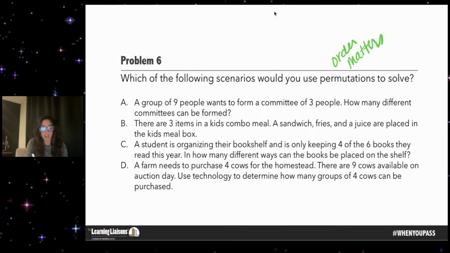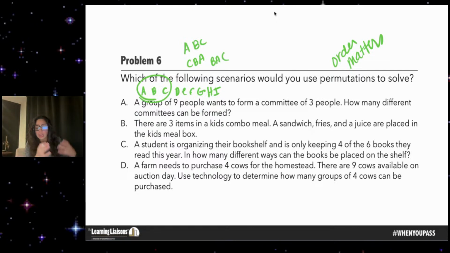It doesn't matter. Like, if my people are A, B, C, D, E, F, G, H, I, I can do A, B, C, but I don't need to do C, B, A also, right? It doesn't matter if it's A, B, C, or C, B, A, or B, A, C. As long as those 3 people are in a group, that is one committee. It doesn't matter what order they're in. And so that would not be a permutation. That would be a combination.